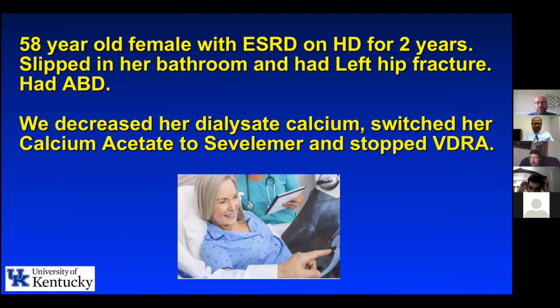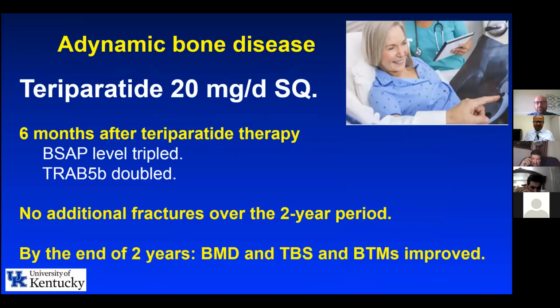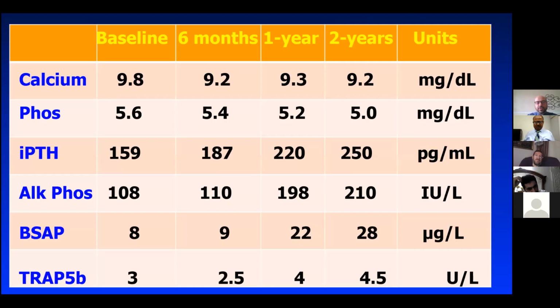So this patient, we treated initially for 6 months with the basic management of low turnover bone disease. It didn't improve much, so we decided to give her teriparatide 20 units sub-Q every day. After 6 months, we checked the bone-specific alkaline phosphatase and TRAP5b, and both numbers improved significantly. After she completed 2 years of teriparatide injection, she didn't have a single fracture, and her BMD, the trabecular bone score and bone turnover markers improved.